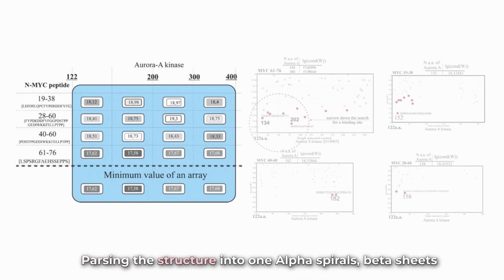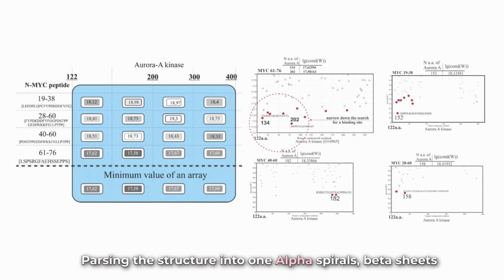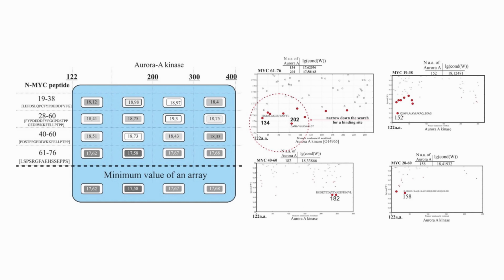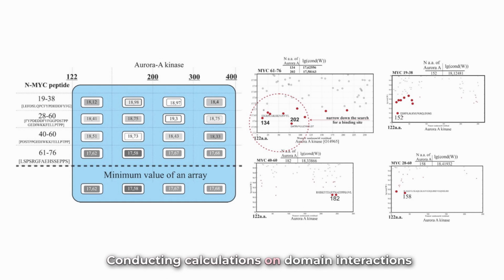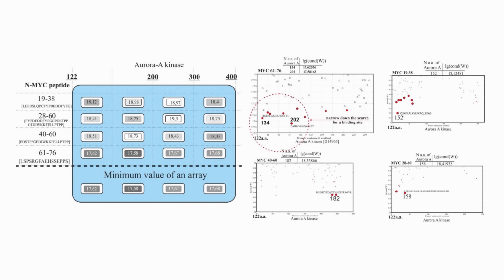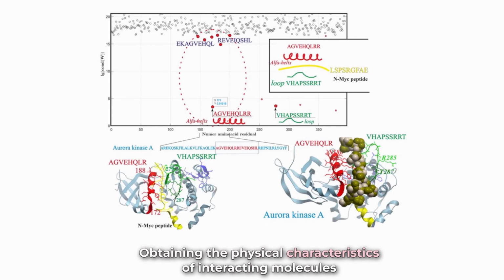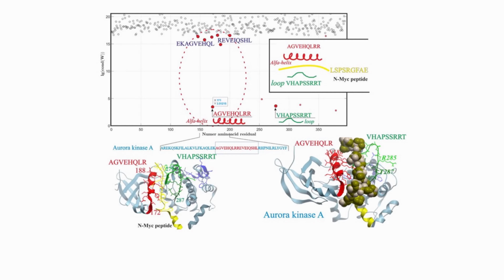Parsing the structure into domains. 1. Alpha spirals, beta sheets, turns, and intramolecular bonds that provide the formation of domains. Conducting calculations on domain interactions. Checking the correctness of the 3D model based on the available data. 1. Obtaining the physical characteristics of interacting molecules.